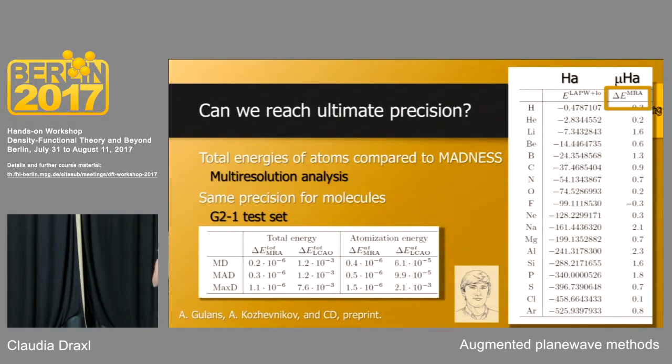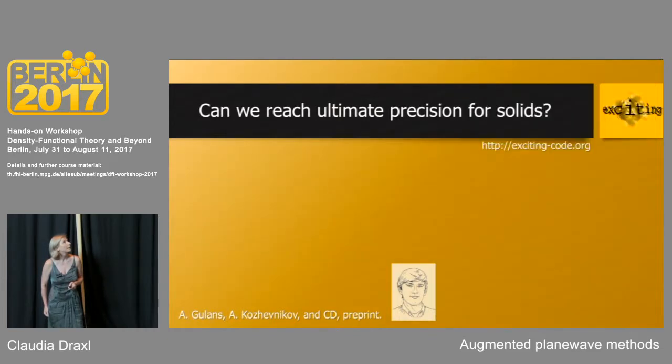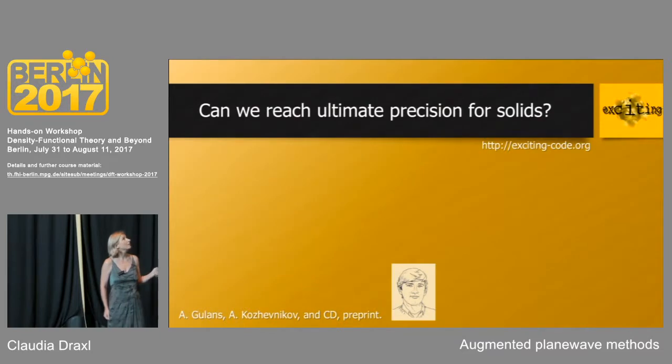Because for molecules and atoms, basically we have this as a comparison, but there is no 3D periodic code with this multi-resolution analysis implemented. So we cannot tell a priori whether our implementation is as good as for solids. But here I'll come back to our method, namely LAPW. So we can answer basically this question whether we can reach this precision for solids by making use of our dual basis set.